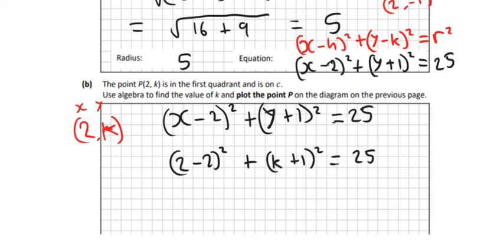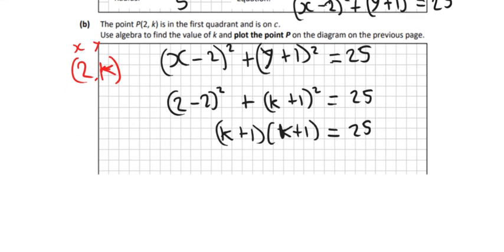So it works out nicely that this will just be 0, because 2 minus 2 is 0 and 0 squared is 0. So we get k plus 1 squared. So k plus 1 squared is the same thing as k plus 1 times k plus 1. So you've got double brackets here that you need to multiply out. You can do the box method or grid method if you want. So we'll get k squared plus 2k plus 1 is equal to 25.